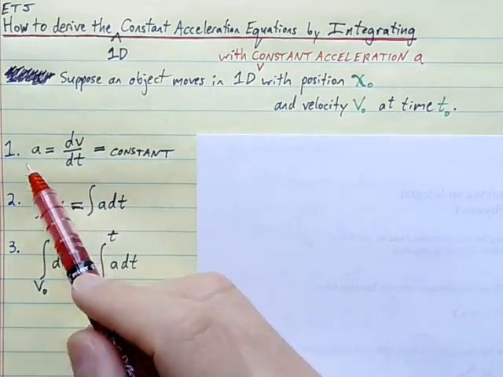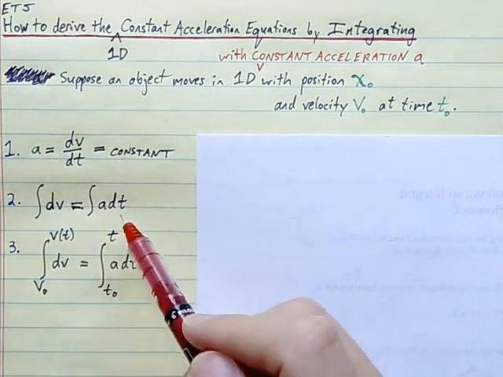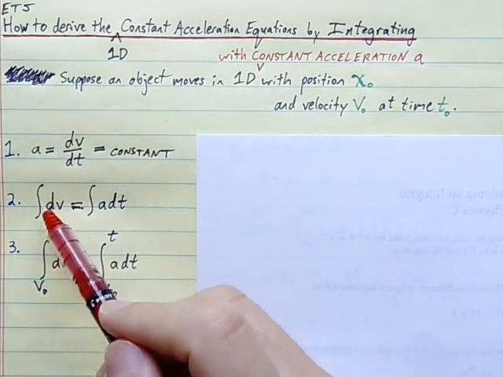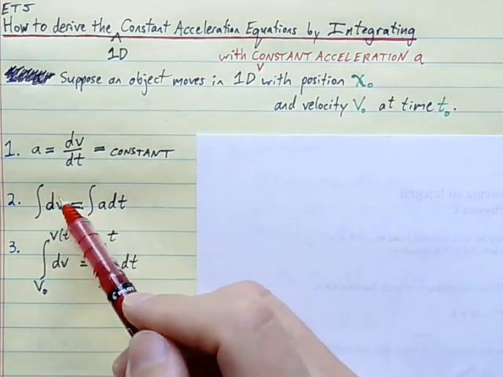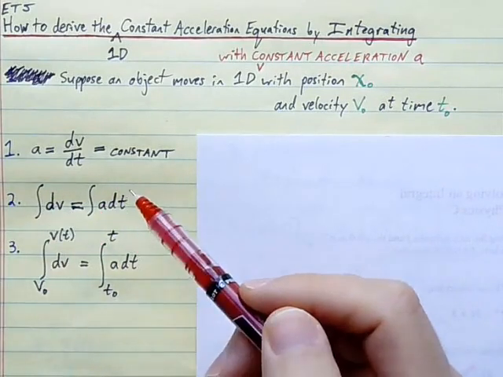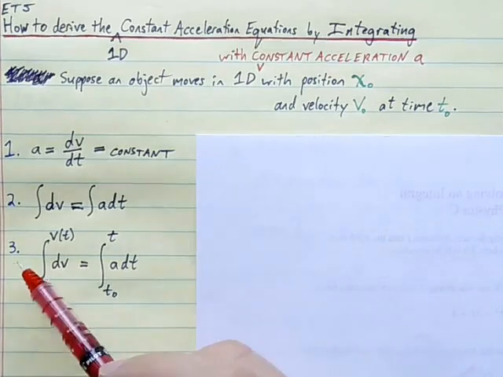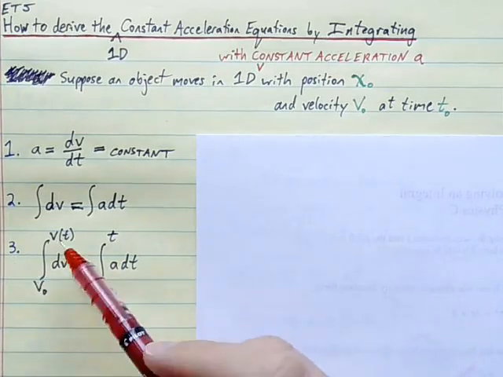Next step, rearrange that derivative into two integrals. Move the dt over. So we have dv equals a dt, and then add up an infinite number of these infinitely small quantities on each side. Step 3 is where we set our upper and lower limits of integration.